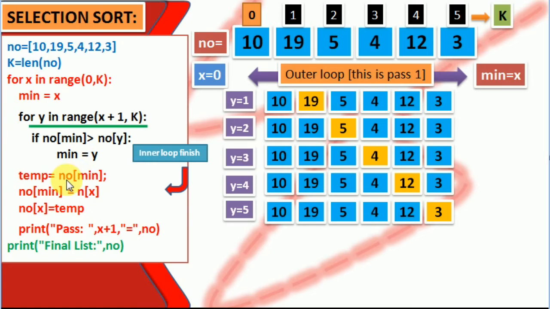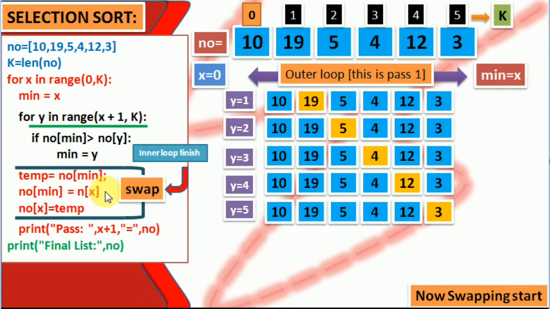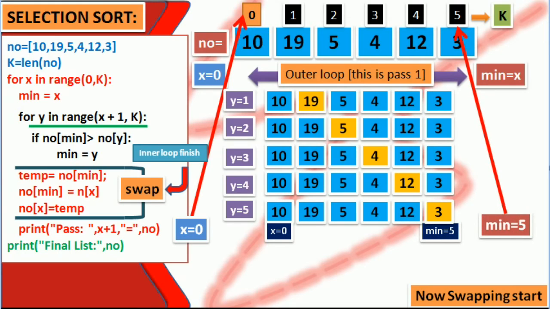Before it moves to the next pass, these 3 lines of swapping are going to be executed. First we should know where the values are. x is still at 0, that means 10, and min is sitting at the last number, that is index 5, whose value is 3. Now what is the first line? temp equals a of min, a of 5. What is there? 3. So we store this 3 inside temp.